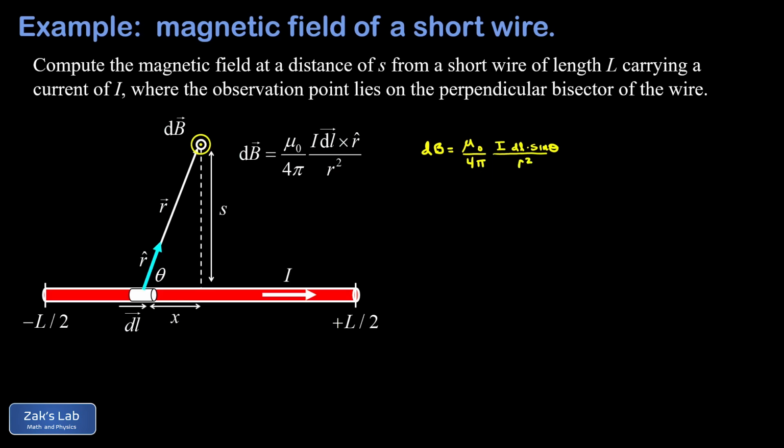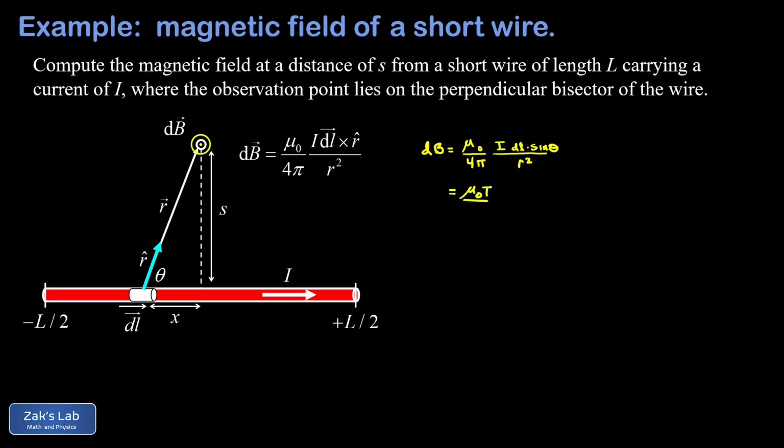Now this expression has 3 variable quantities in it. I have a little dl, I have a sine of theta, remember theta is changing, and I have a magnitude of the position vector, which is also changing. So the challenge of setting up the integral is to get everything boiled down to a single variable, and we're going to use x for that.